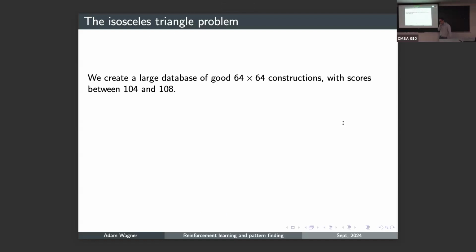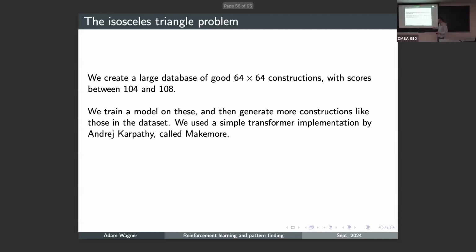So here's what we did. Over these 3 months where we tried all of our heuristic algorithms, we saved all the best constructions we've seen throughout this time. So we ended up with a huge database of about 1 million constructions, which had between 104 and 108 points in them.